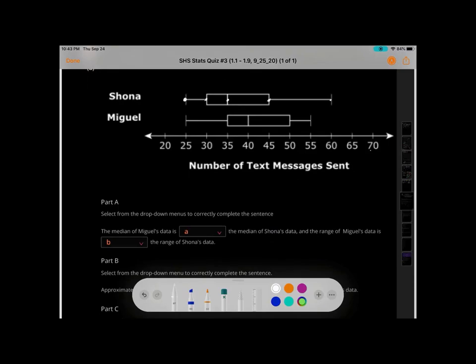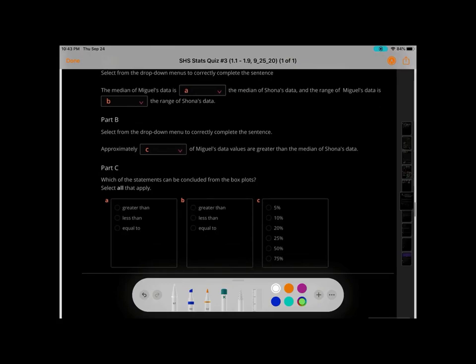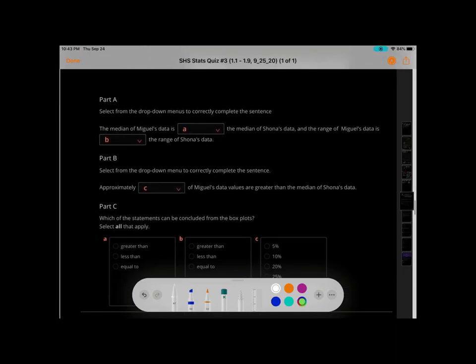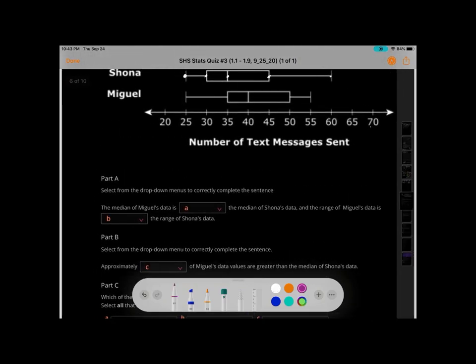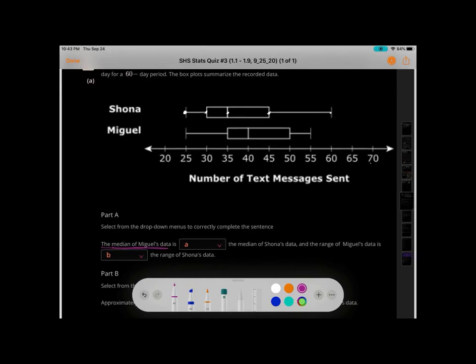Select from the drop-down menus to correctly complete the sentence. They give us the choices below here, which is the same thing as your drop-down menu. And so let's talk about the median of Miguel's data. Miguel is the second one here. The median is inside the box, so that is 40.